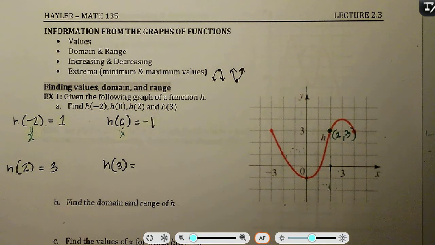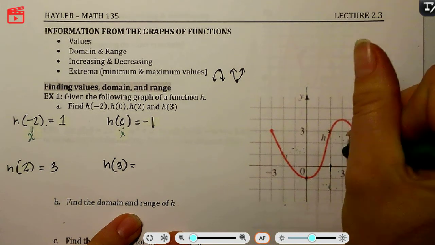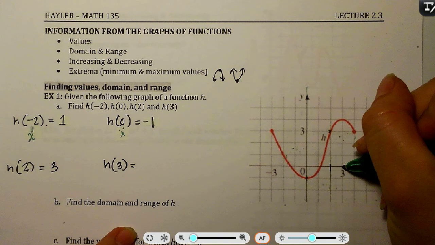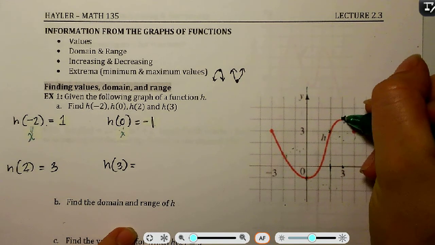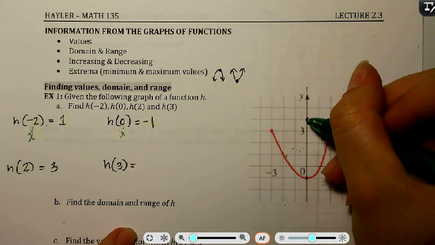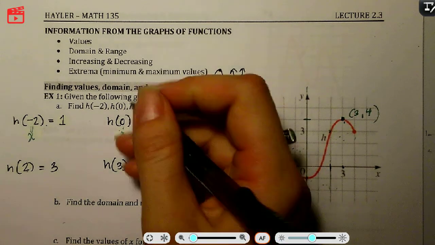Okay, I'm going to do the same thing for the next one. Let's see, h of 3. So let me erase this. Here's my 3 value. I'm going to go up and find my graph right here. Plot that point. That's going to be 3, comma, well, the matching value on the y would be 4. So h of 3 is 4.